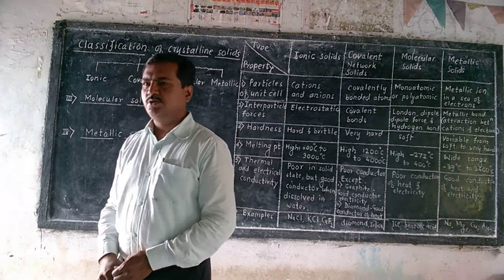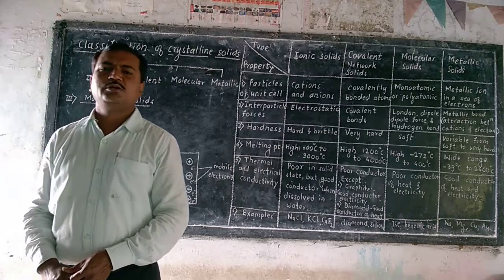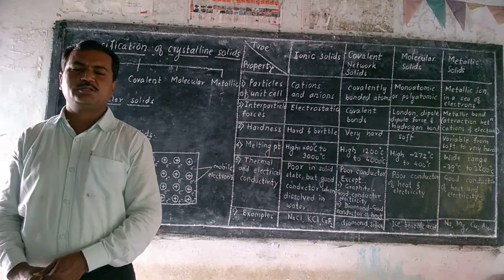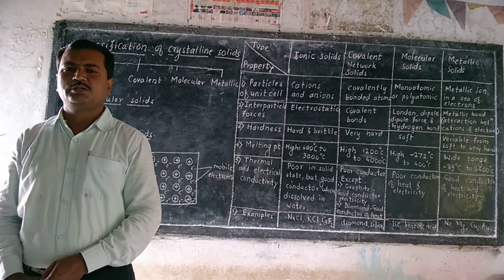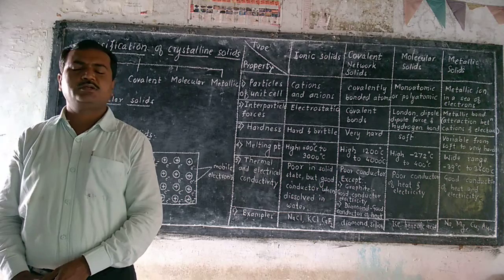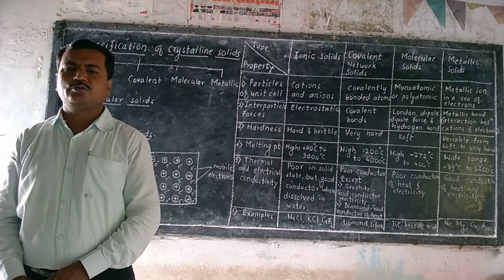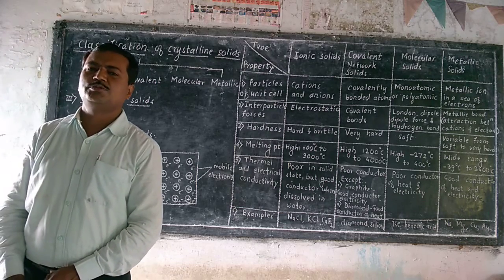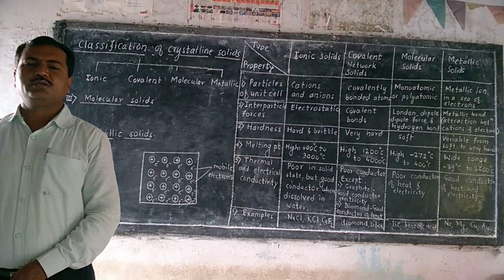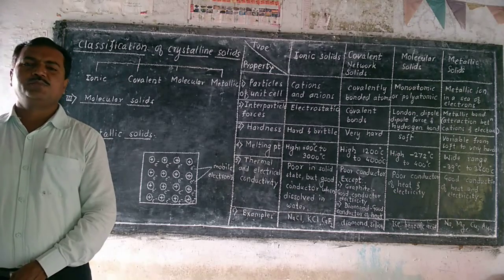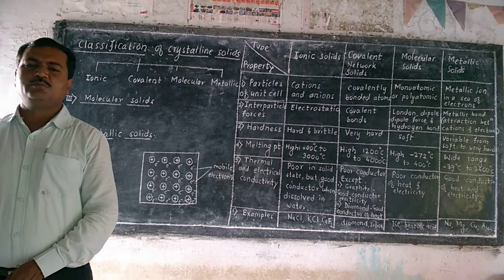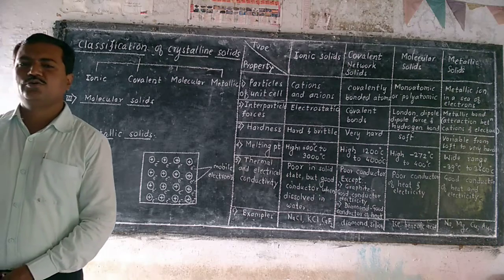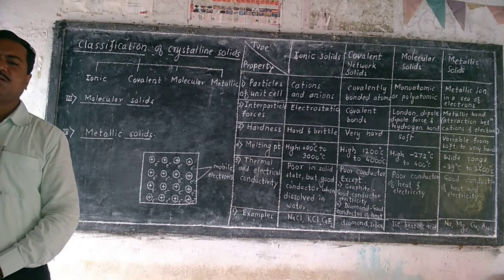In solid state, we have seen types of solids, that is crystalline solid and amorphous solids. Crystalline solids are the solids in which constituent particles are arranged in regular manner and periodic over a long range. Then there were types of crystalline solids: ionic solids, covalent solids, molecular solids, and metallic solids. Out of them, we have learned characteristics of ionic and covalent solids in previous periods.